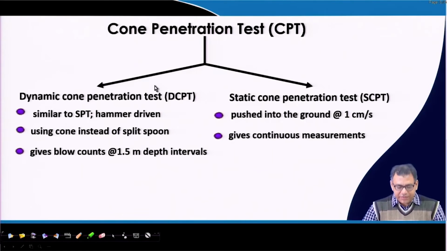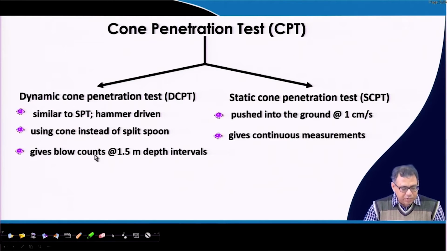Next, I will go for the cone penetration test. The previous one was the standard penetration test, and now the cone penetration test. It has two types. One is the dynamic cone penetration test, another is the static cone penetration test. The dynamic cone penetration test is similar to SPT. It is also hammer driven and uses a cone, but the difference between the dynamic cone penetration test and SPT is that in SPT we use the split spoon sampler, but here we use the cone. So, in SPT we can collect the soil sample, but here we cannot.